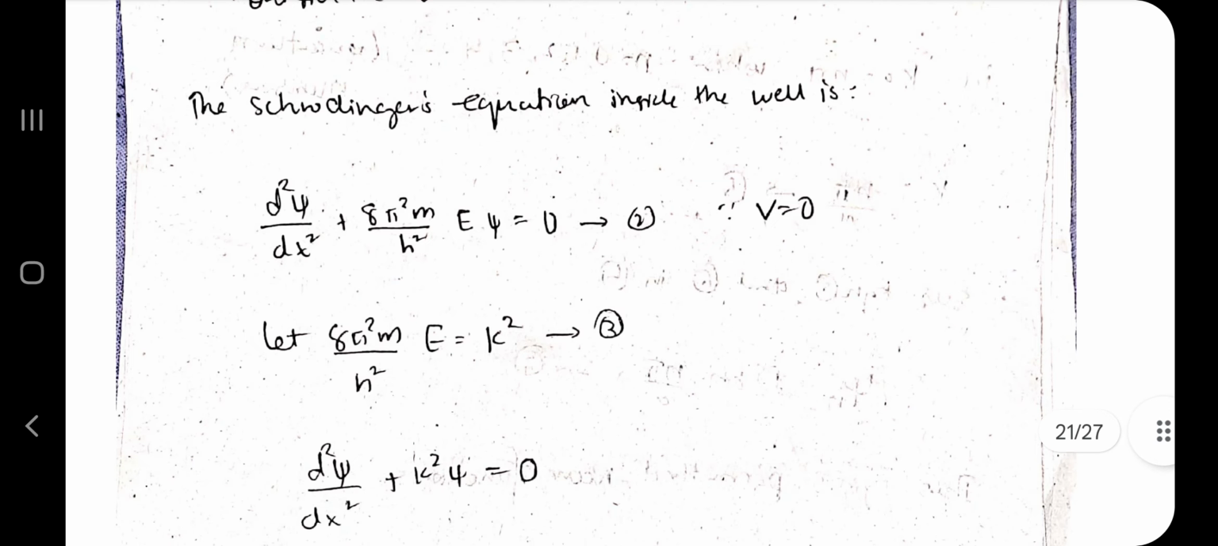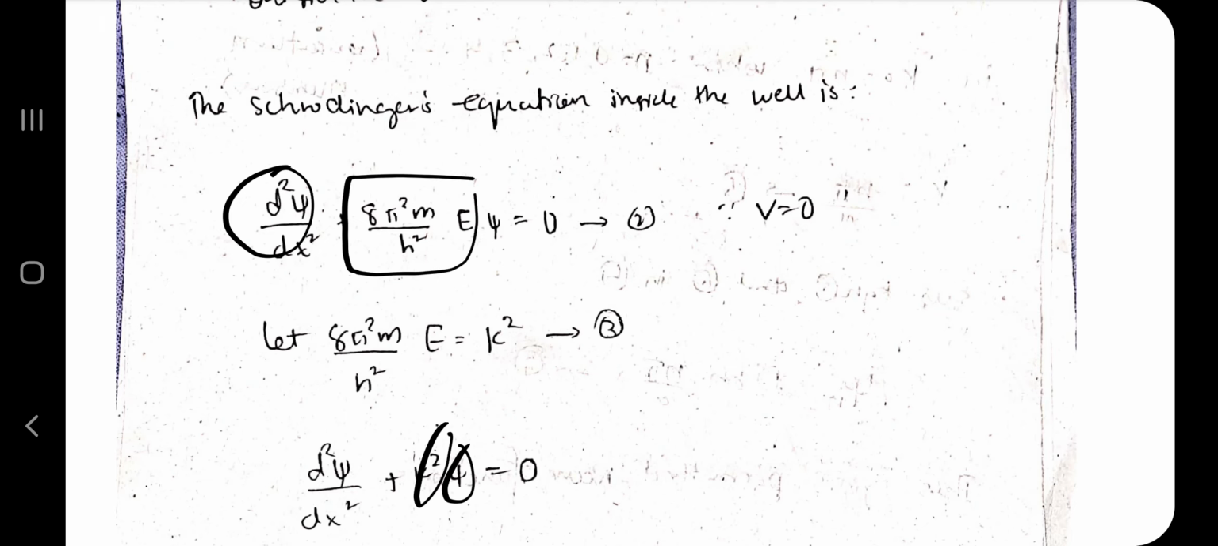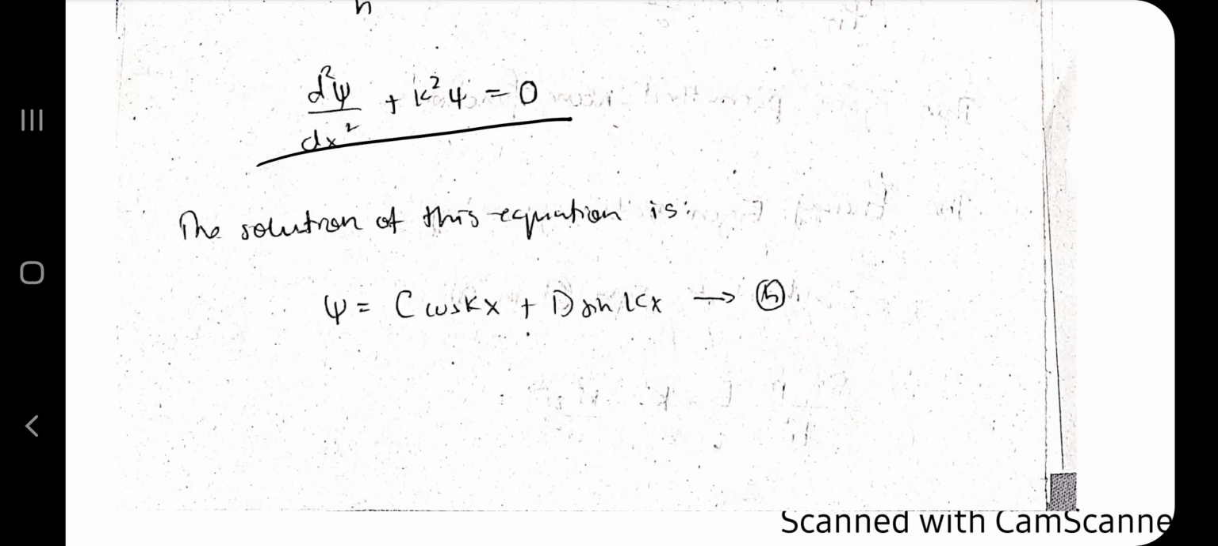The Schrodinger wave equation inside the well is like E minus V, so V is 0, so it will be just E here. Rearranging this, we get the same thing here plus k square psi. Why k square? We are taking this whole term as k square. So when we get this equation and we solve it, we get this one.